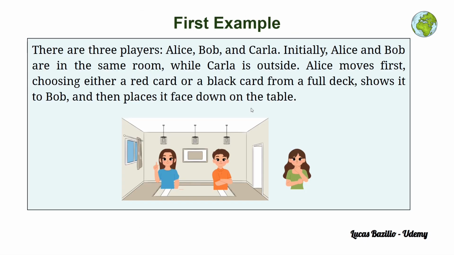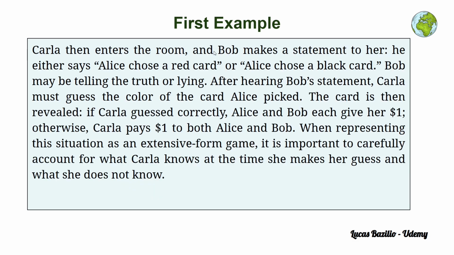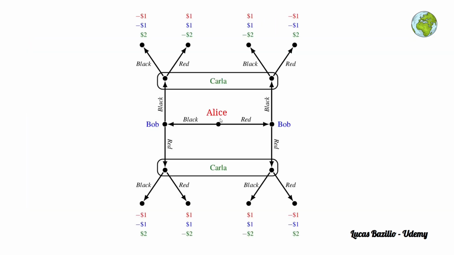Remember that in this game, Alice moves first, choosing either a red card or a black card from a full deck. Then Carla enters the room and Bob makes a statement to her, and he either says that Alice chose a red card or Alice chose a black card. And then Carla finally must guess the color of the card. So here's the idea, right? Alice first of all chooses the color, then Bob makes a statement to Carla, and then Carla finally makes her guess, as we can see in here.